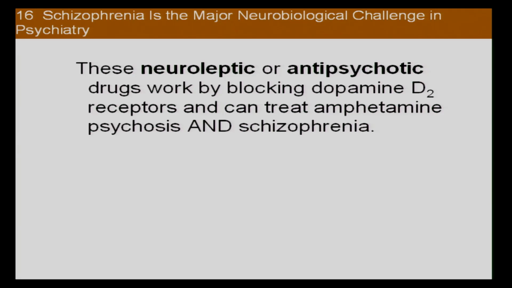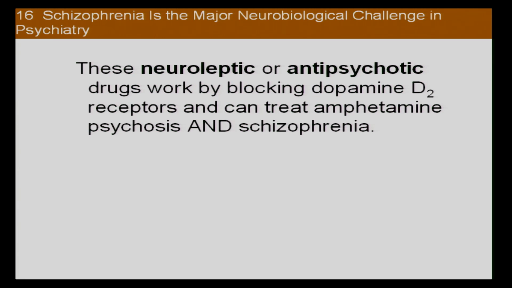Now we're going to focus on the mesolimbic pathway from the ventral tegmental area, mainly to the cortex, but also to the nucleus accumbens, which is important for reward, and to the hippocampus. We think that these are the main pathways that might be affected in amphetamine psychosis, as well as perhaps in schizophrenia. Okay, so what they found is that neuroleptic or antipsychotic drugs work by blocking dopamine D2 receptors and can treat both amphetamine psychosis and schizophrenia.